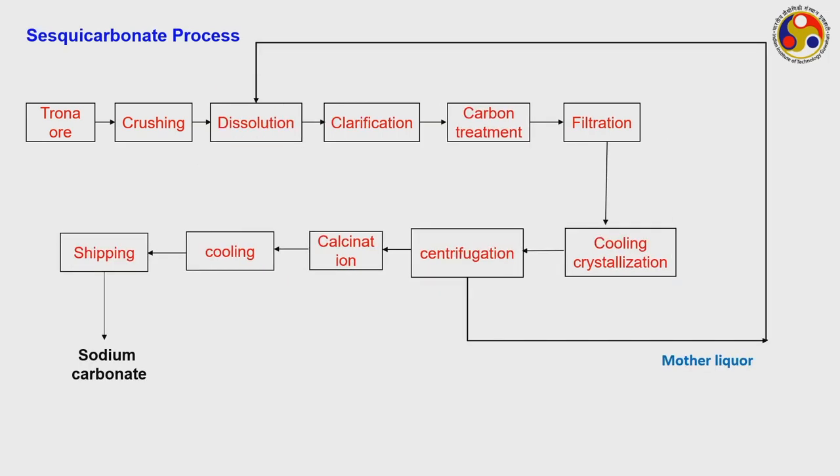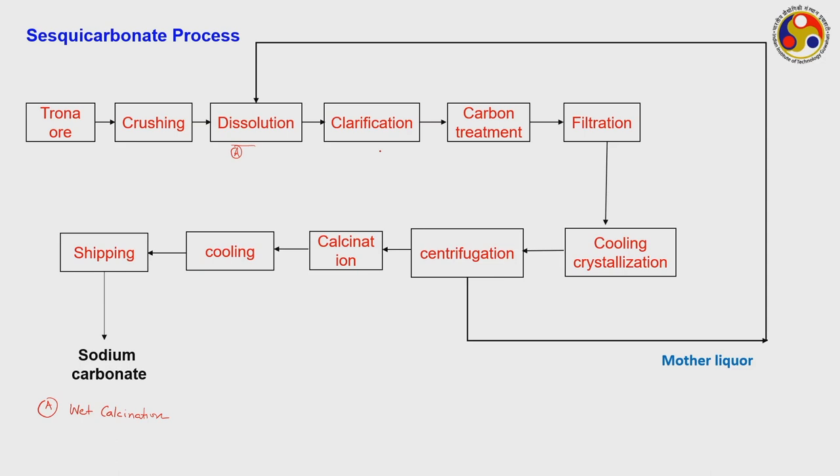In the sesquicarbonate process, it is exactly the same thing, only here you crush, and then you dissolve. If I want to write this down, this is something like wet calcination. Earlier it was dry calcination. There is no temperature and pressure effect. You just add some third component, let's say a mixture of glycol and water. Then you do the same thing with clarification, filtration, carbon treatment.